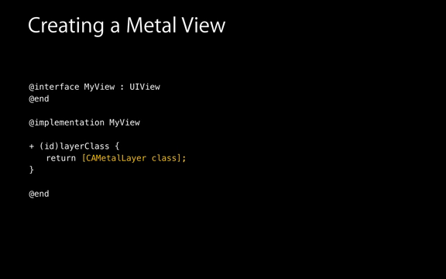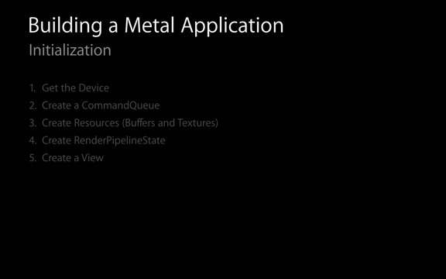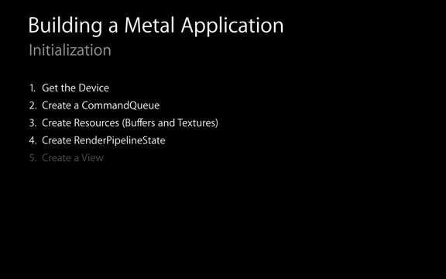So with that, we've been through all 5 of our initialization steps. We breezed through getting the device, getting a command queue, and creating a resource. Spent a little bit of time on the render pipeline descriptor and render pipeline state, also looked at the shaders, and then we created a view. So with that, we can actually get to drawing something. And that has a few more steps.